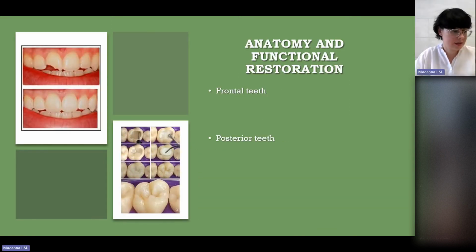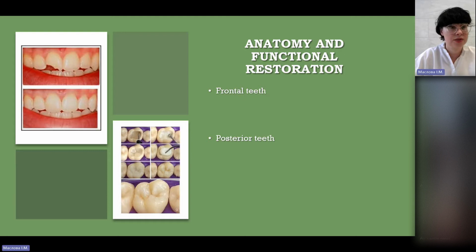And the last issue which we will discuss is the obligatory, necessary requirement for the dental restoration and aesthetic restoration too. It is to follow the natural shape of each surface of each tooth. There are two examples on your screen. Aesthetical and functional restoration on the front teeth.